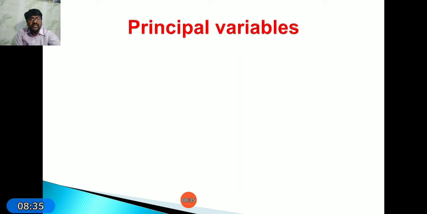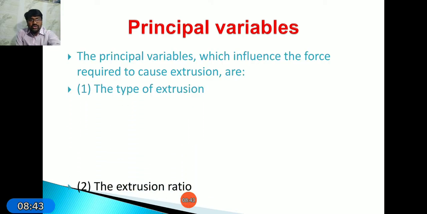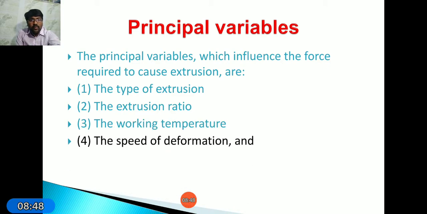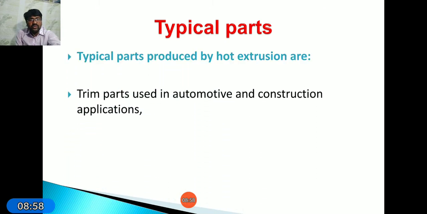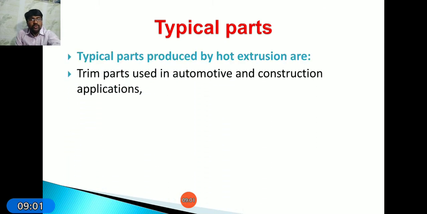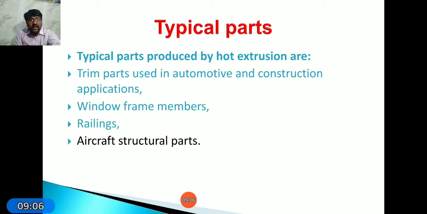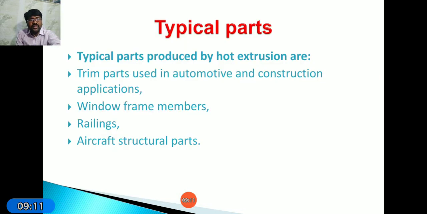We have to provide a good lubrication facility. Next, principal variables. The principal variables are the type of extrusion, the extrusion ratio, working temperature, speed of deformation, and the frictional conditions at the die and container wall. These are the principal variables we have to follow. Next, coming to typical parts of the extrusion process: trim parts used in automotive and construction applications, window frame members, railing, and aircraft sectional parts. These are the different parts that can be made by using the extrusion process.